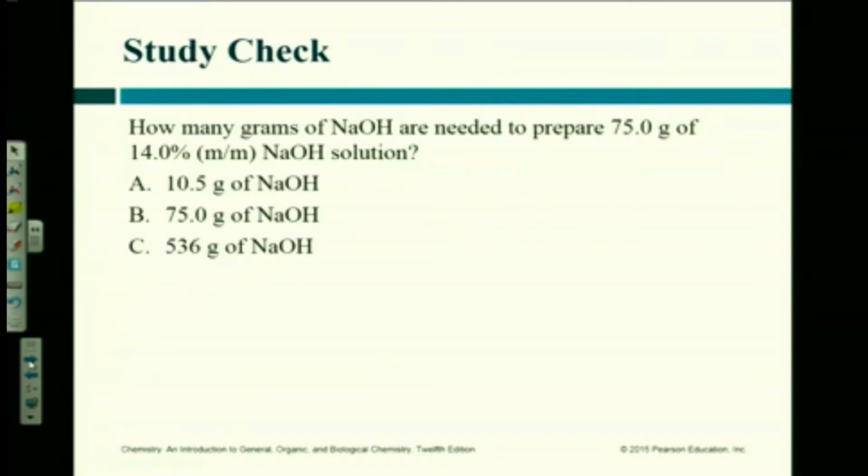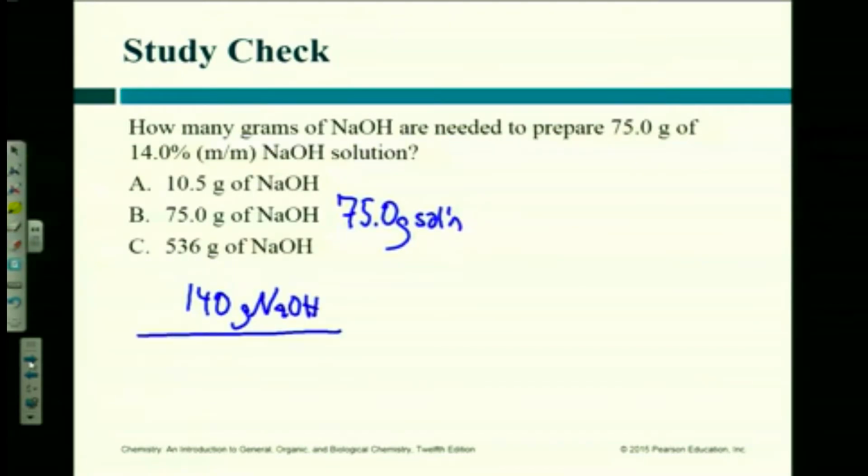We have 75.0 grams, it says, of what? Of solution, don't we? And then we also have another number up there. We have 14.0 grams of sodium hydroxide over what? 100 grams of solution. So these are the only 2 things we have, right? We could have molar mass, but we'll wait and see if we need that.